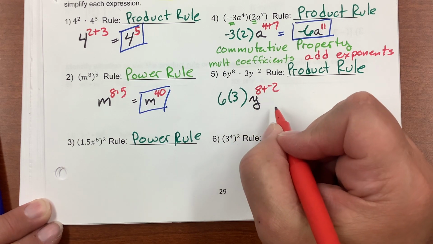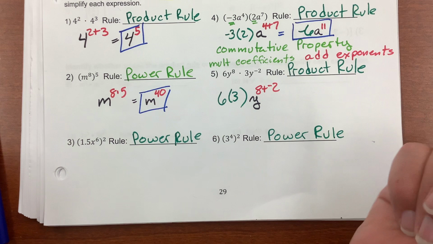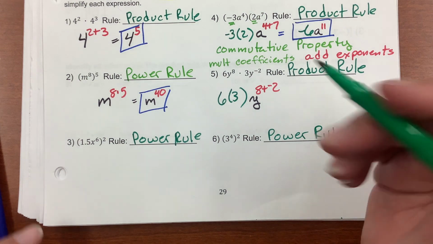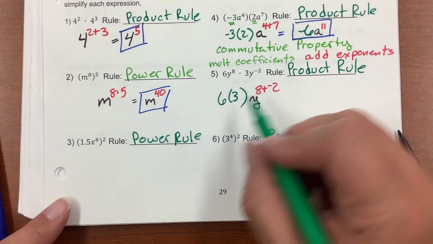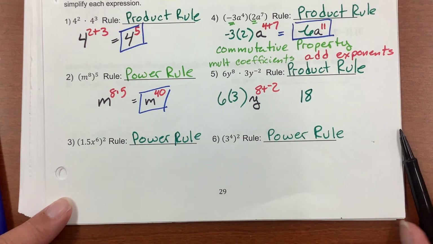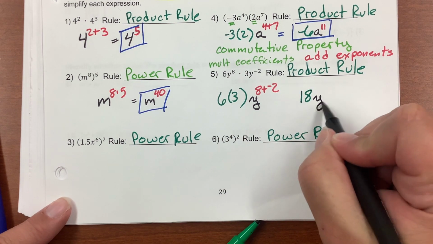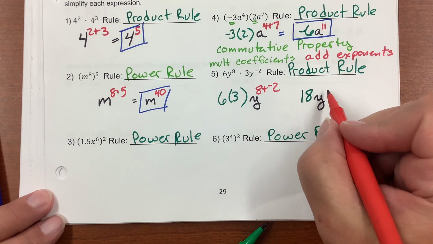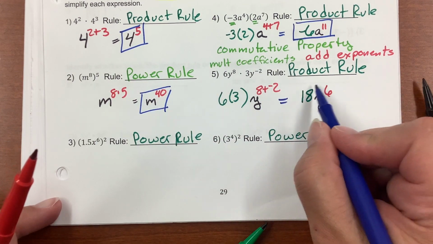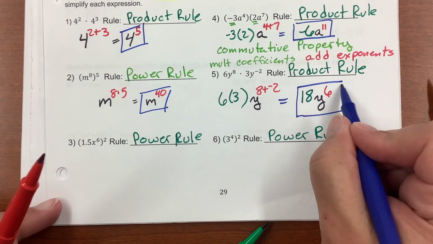And if you're not good adding those numbers, you have calculators. You will always have calculators on a test, on a quiz, in math class. Get used to it, learn how to use it. 6 times 3, 18. Keep the base y, and 8 plus -2 is 6. So that's going to be 18y to the 6th power.